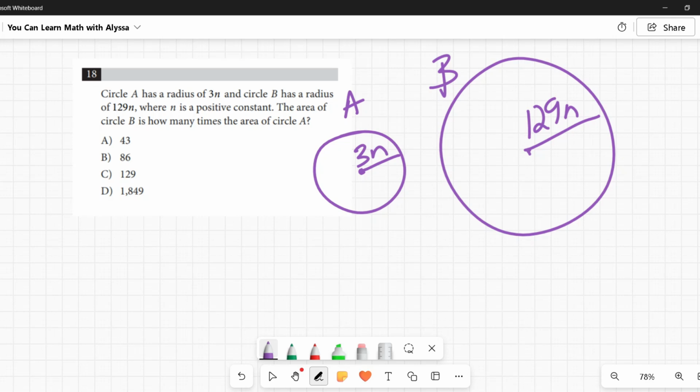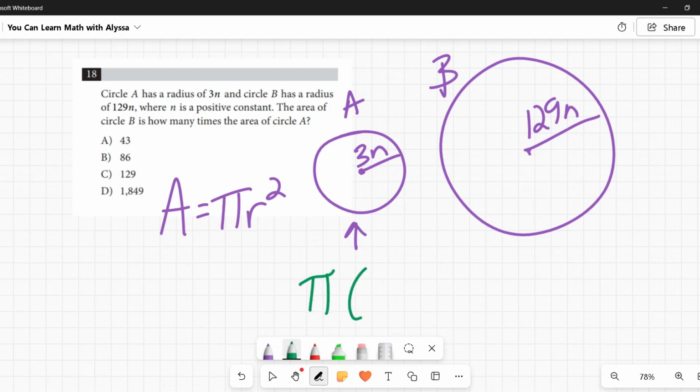Well, the formula for area of a circle is pi times the radius squared. So what would the area of circle A be? It would be pi times my radius squared. 3n squared, it means I square both of those since it is 3n times 3n. So 3 times 3 is 9. I'm going to write it in front here. And n times n would be n squared.